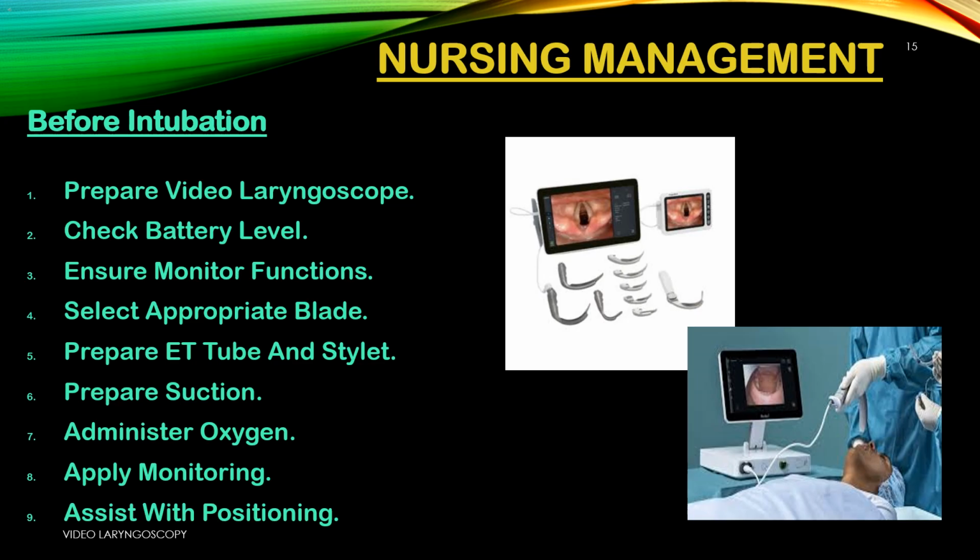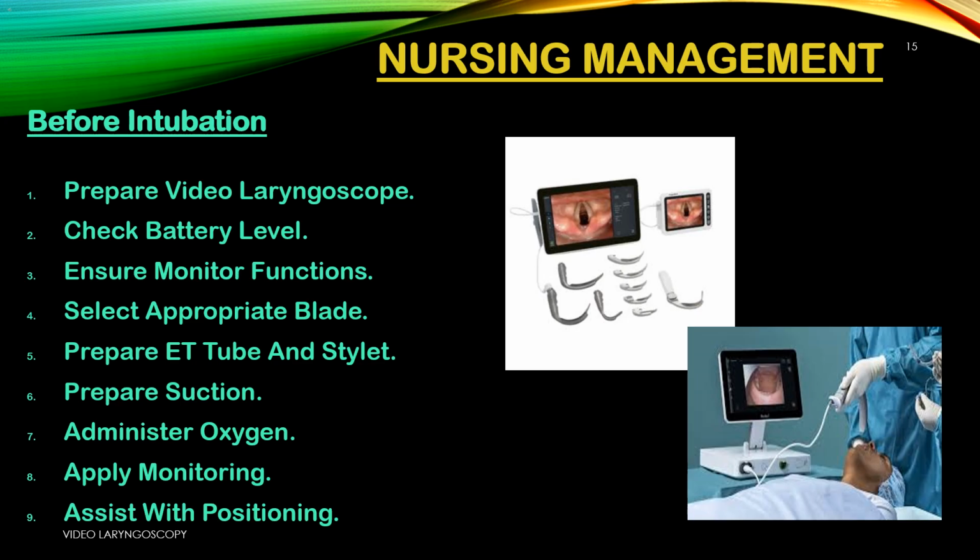Nursing management. Before intubation. 1. Prepare video laryngoscope. Get the device ready and clean. Confirm you have the right type for the case. 2. Check battery level. Make sure it's fully charged. A dead battery during an emergency wastes critical time. 3. Ensure monitor functions. Test that the screen and camera work. The whole team needs to see the airway clearly.